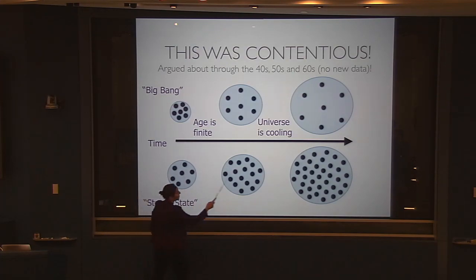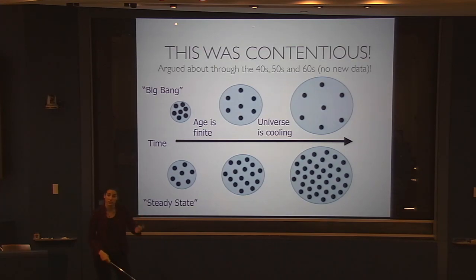So you have this Big Bang picture, and in this picture, the age of the universe is finite, and the universe is cooling with time. And you have this steady state picture in which the universe is something that has always existed and always will exist, and there's this continuous creation of matter that keeps it in this steady state. So this was very much debated.